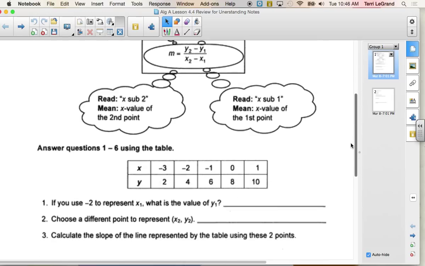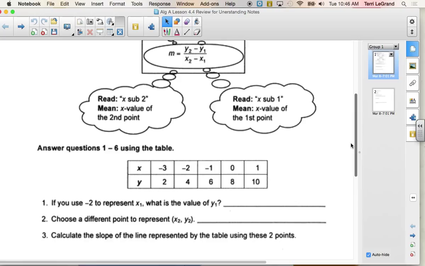Okay, so let's look at this table. It says answer questions 1 through 6 using the table. So how many points would we have if we were going to graph this right now? How many points would we have to put on the graph? Right? 5. We actually have 5 points here to put on the graph.